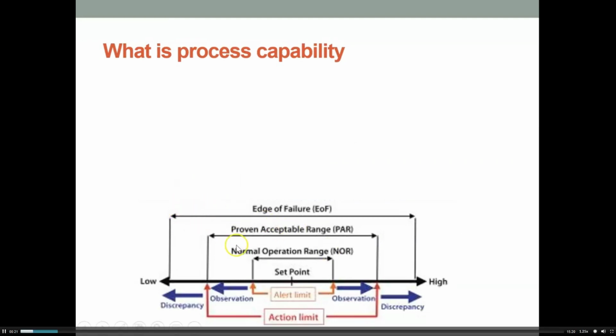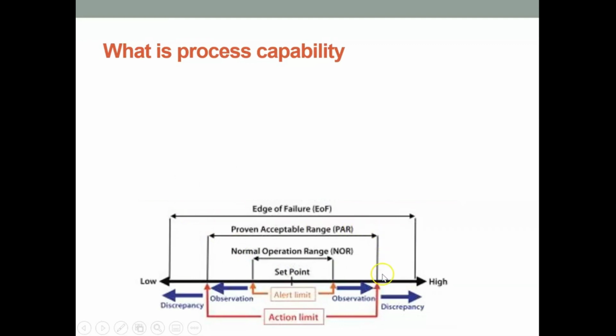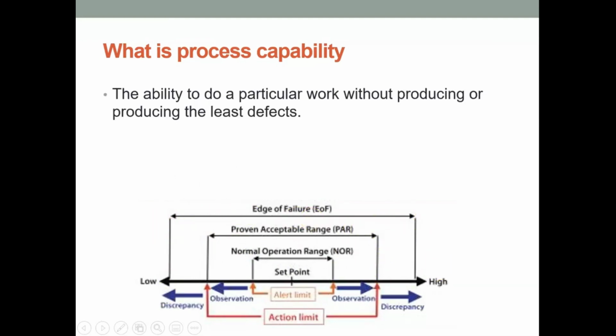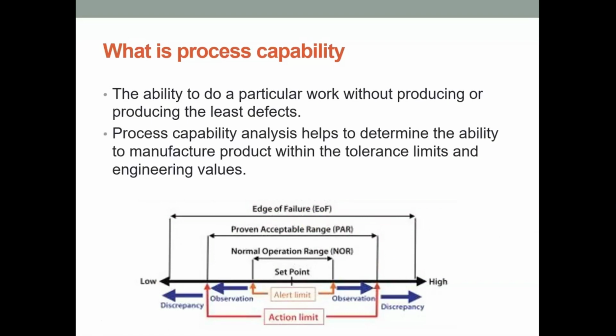If we look here at our graph, we've got our normal operating range, our proven acceptable range, our PAR, and our edge of failure. Process capability is the ability to do a particular work without producing, or producing the least amount of, defects possible. Process capability analysis helps us to determine the ability to manufacture product within the tolerance limits and the engineering values.